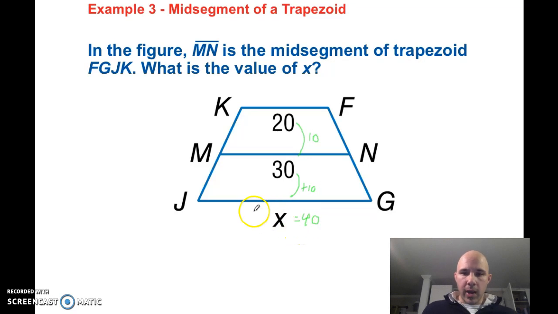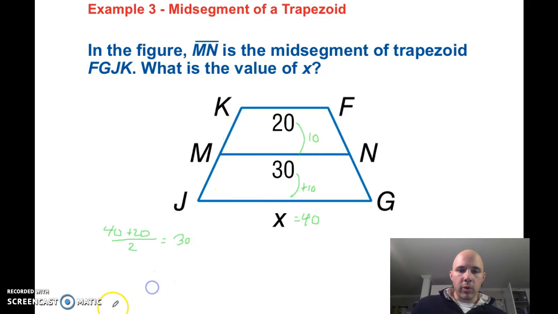Again, when you add up the two segments, 40 plus 20, you're going to get 60, and you want to divide that by 2, which will also give you 30 for your mid-segment. Any questions? Let me know.